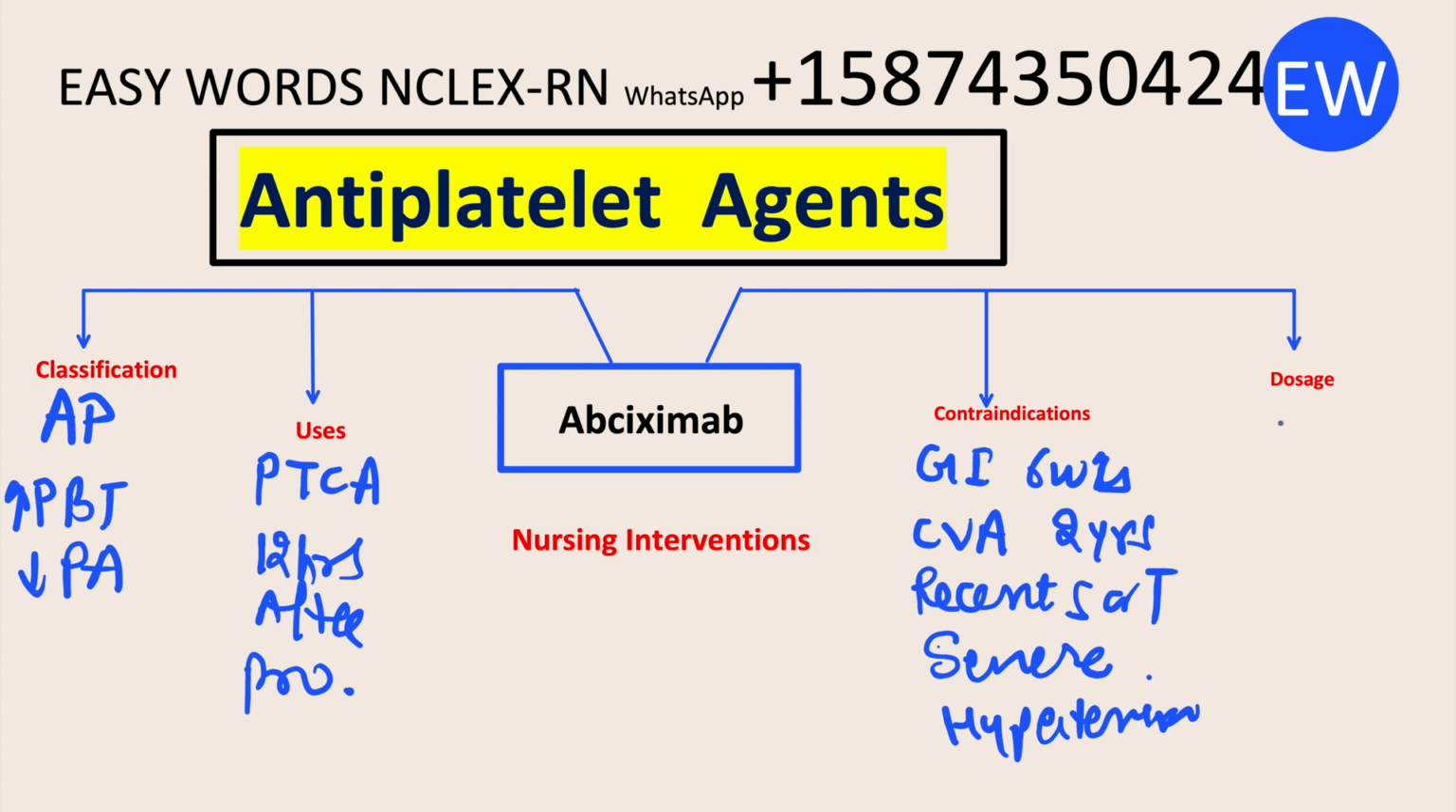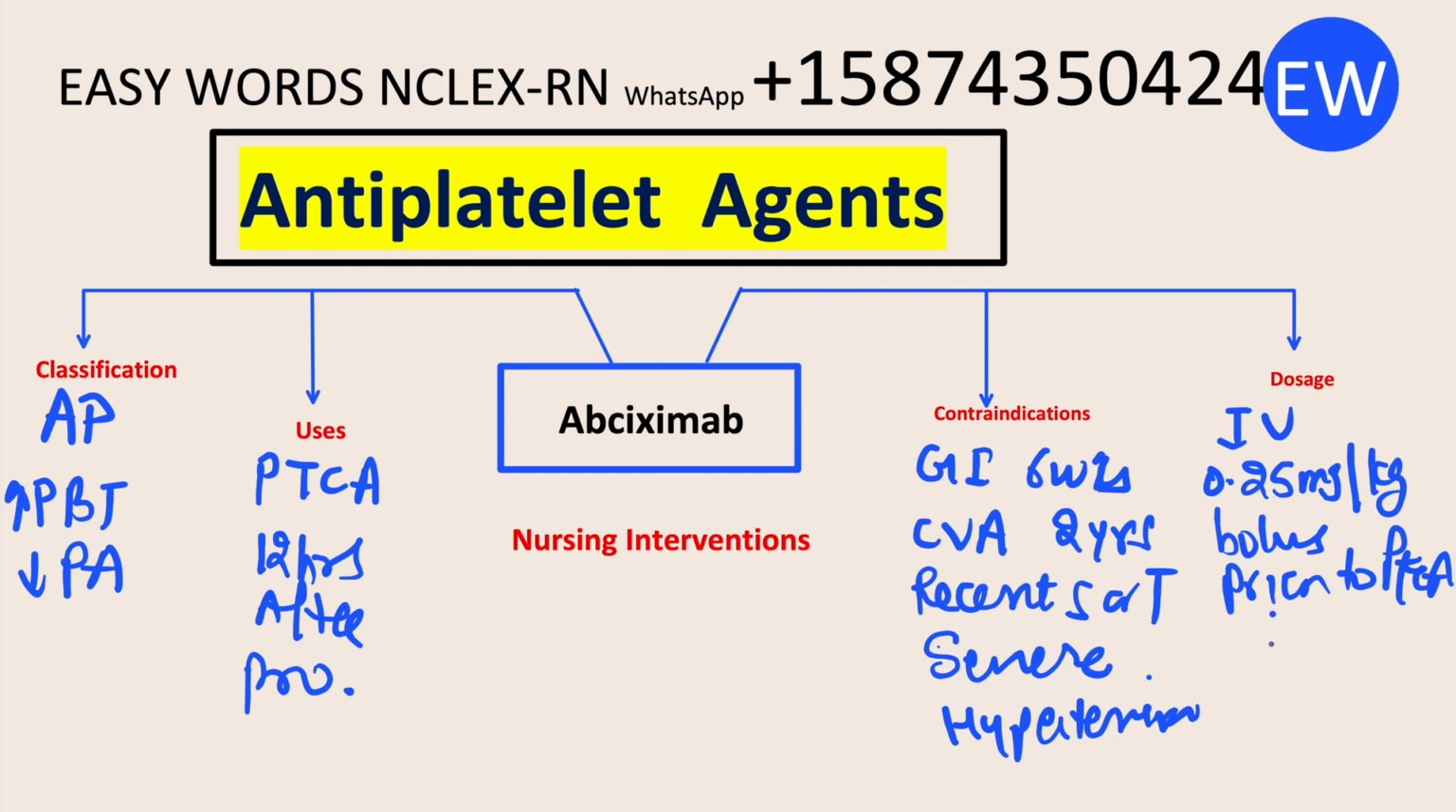Then we have doses. It is given intravenously. The initial dose is 0.25 milligrams per kilogram, a bolus dose given prior to PTCA, and this is given over 10 to 60 minutes. And then the maintenance dose is a continuous infusion of 0.125 mcg per kilogram per minute, which is given for the next 12 hours.